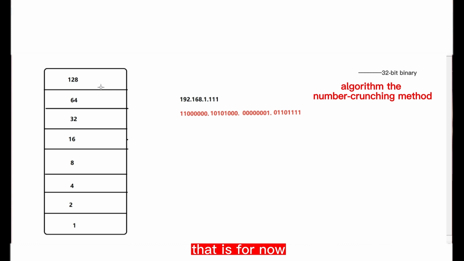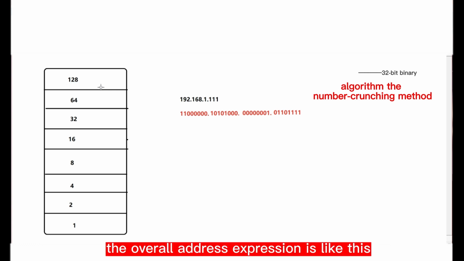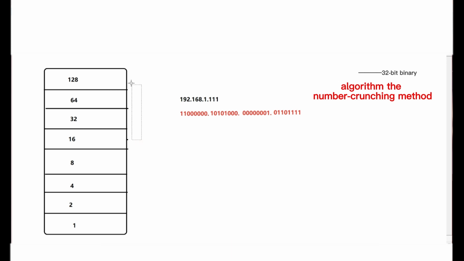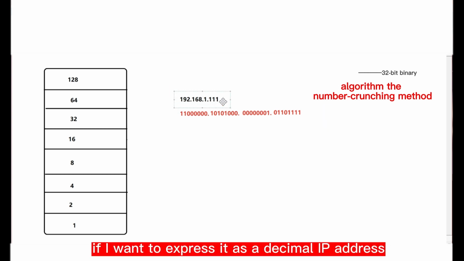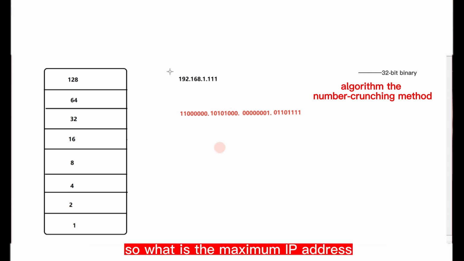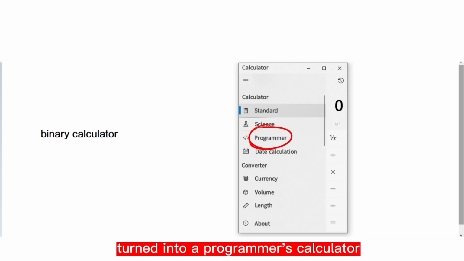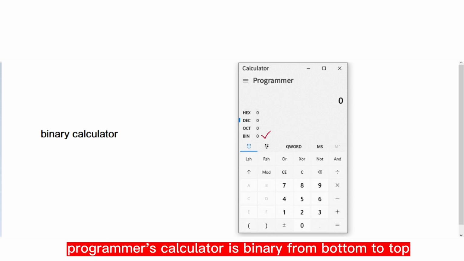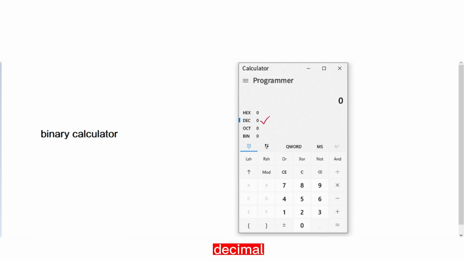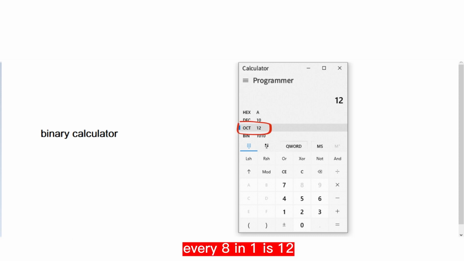That is, for now, the overall address expression is like this. So now I want to ask you another question. With a 32-bit binary, if I want to express it as a decimal IP address, what is the maximum IP address, and how small is the smallest? We can use a binary calculator. This calculator can be turned into a programmer's calculator, which shows binary, octal, decimal, and hex from bottom to top. For example, in hexadecimal I write an A. In binary it is 1010, which represents 10 in decimal. In octal, every 8 carries 1, so it is 12.